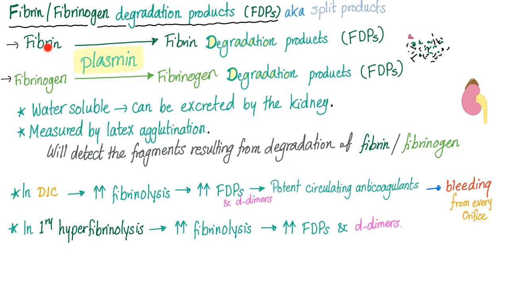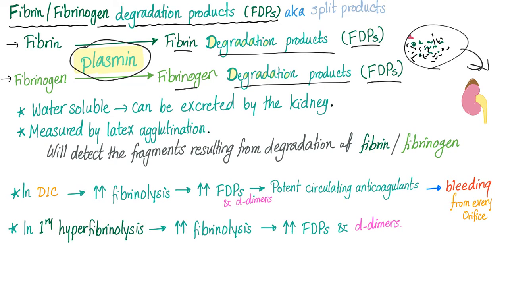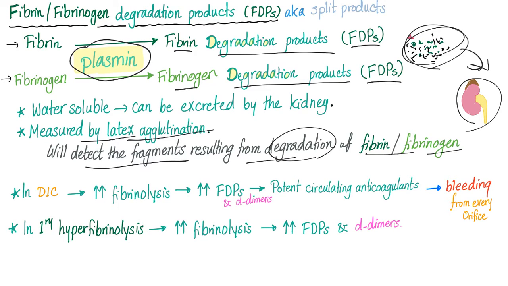You have fibrin. It's going to be degraded into fibrin degradation products. Fibrinogen is going to be broken down into fibrinogen degradation products. Who does both of these? Plasmin. And the degradation products of fibrin or fibrinogen are called FDPs. Those are garbage fragments and the kidney will take care of them because they are water soluble. Excellent. Measured by latex agglutination, I don't care. We detect the fragments resulting from degradation of the fibrin and fibrinogen. So when you say FDPs in the plasma of a patient, it means there was a fibrin clot there.